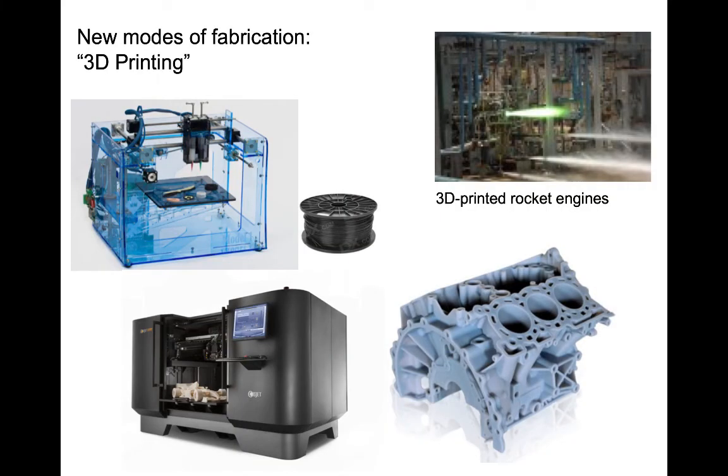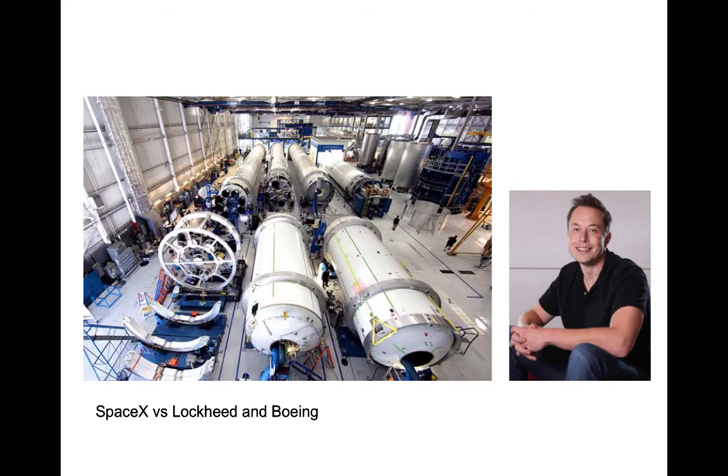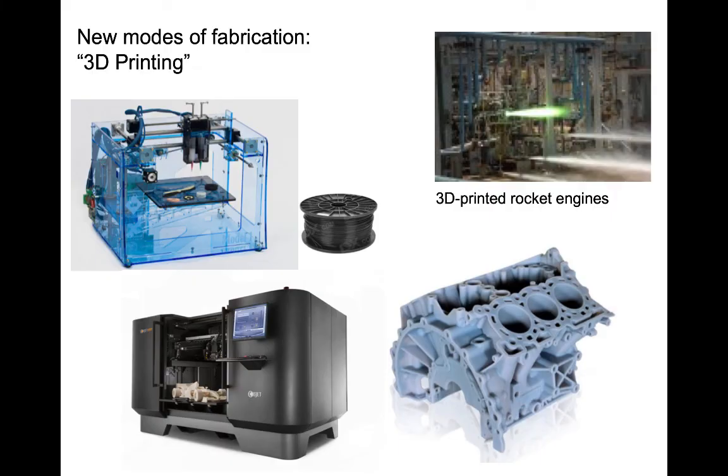Lockheed and Boeing are in competition with SpaceX to make rockets. Lockheed and Boeing have whole supply chains to bring to them all the parts they need to make a rocket. SpaceX makes all their own. They need something, they 3D print it. This is a 3D printed rocket engine.